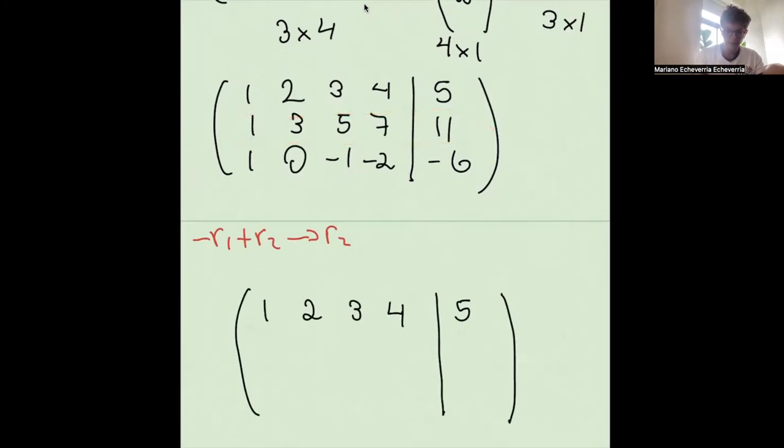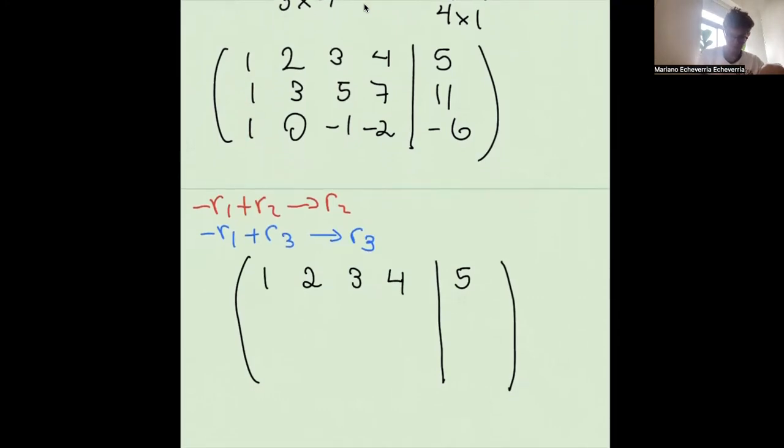And then how could you make a 0 here? It's kind of the same, but adding it to row 3. So you can do negative R1 plus row 3 into row 3. Is that making sense? I'm going to use this 1 to kill this 1 and kill this 1.